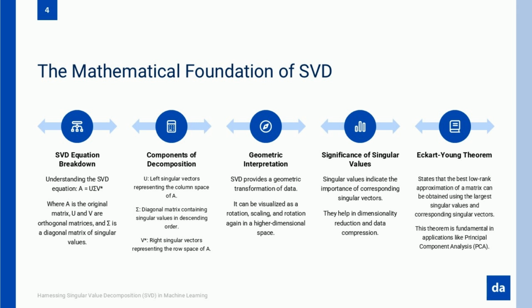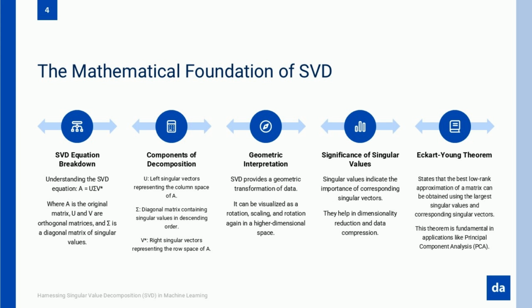Geometrically, we can interpret SVD as a sequence of transformations that reveals the true nature of our data. First, V transpose rotates the data points into a new coordinate system. Then, sigma scales these rotated points along each axis according to the singular values. Finally, U performs another rotation to complete the transformation. This sequence aligns the axes of our data with the directions of maximum variance, creating a coordinate system that reflects the natural structure of the information.